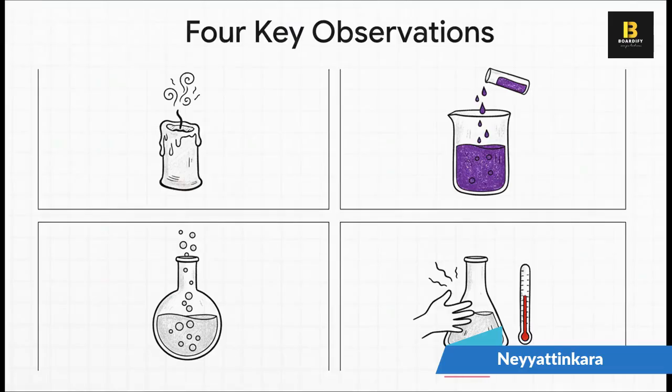First, you might see a change in state, like a solid wax candle burning and turning into gases. Second, a change in color is a huge giveaway. Third, the evolution of a gas. If you drop a piece of zinc into some acid, you'll immediately see bubbles of hydrogen gas forming. And fourth, a change in temperature. That same experiment with zinc and acid, the container would actually feel warm.